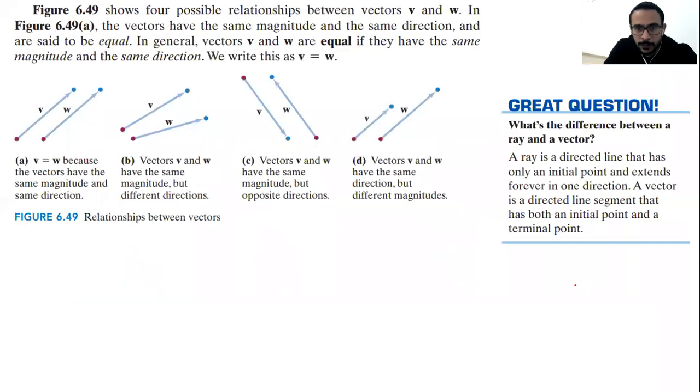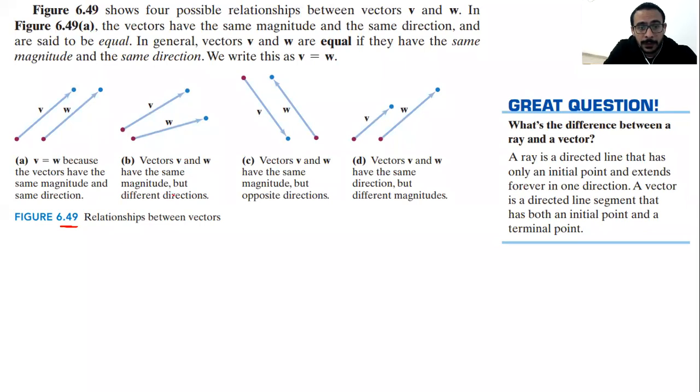Let's move on to the next part. In this figure below, 6.49, we have 4 cases: A, B, C, and D, four possible relationships between vectors V and W. In figure A, at the left, the vectors have equal length, the same magnitude and the same direction. So we write V equals W, because the vectors have the same magnitude and same direction.